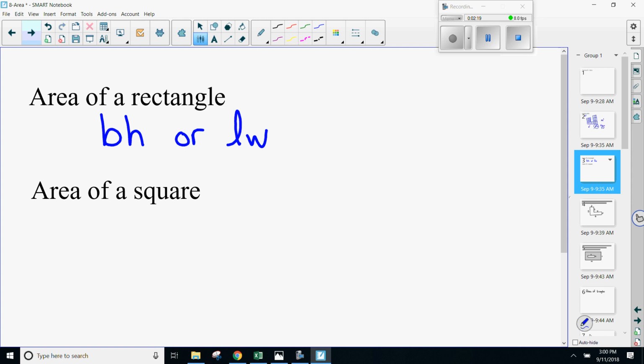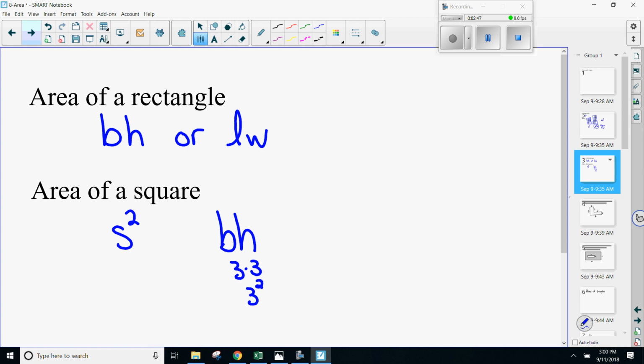What is the formula for area of a square? How do I find it? Kate. It is the side squared. If you think about it, it is base times height. But what do you know about the base and the height? They're the same. So if I were to take something like 3 times 3, that's the same thing as just taking 3 and squaring it.